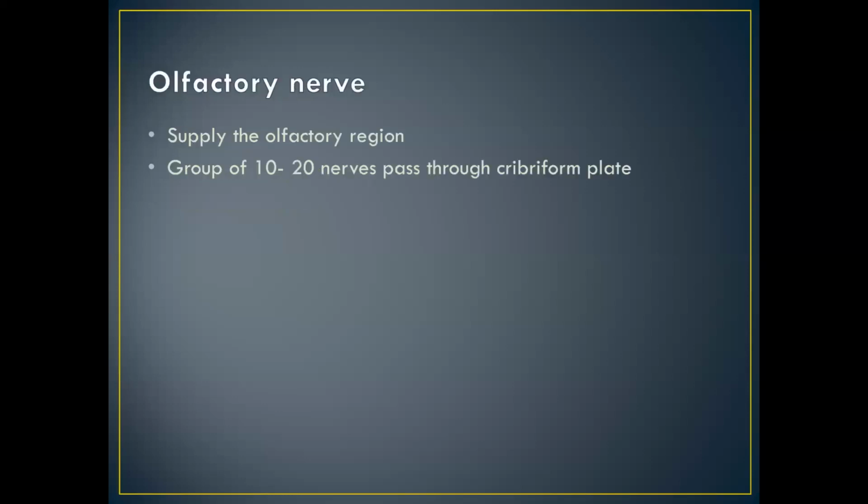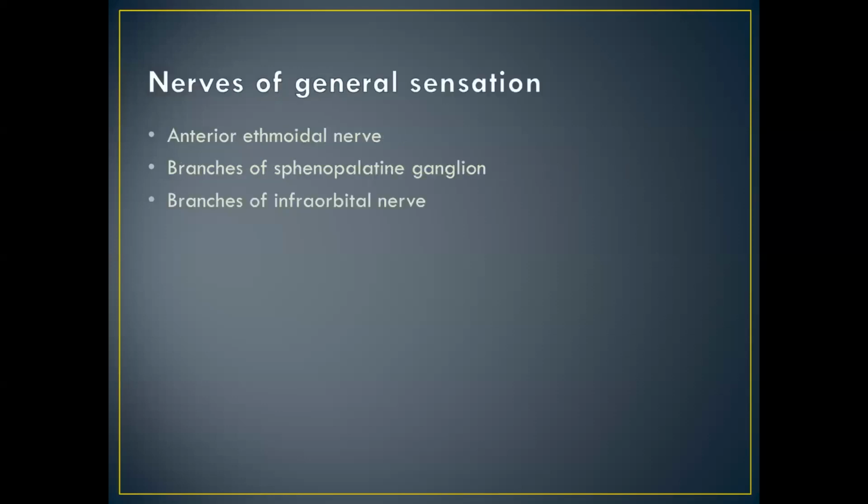The olfactory nerve is the first cranial nerve. It has about 10 to 20 nerves, which have multiple endings in the cribriform plate, which is the roof of the nose. The general sensation is because of the anterior ethmoidal nerve and branches of the sphenopalatine ganglion and infraorbital nerve. These nerves carry the general sensation. The importance of these nerves is, for example, if you are performing any surgery under local anesthesia, then you should know this supply of general sensation, so that you can block those nerves.